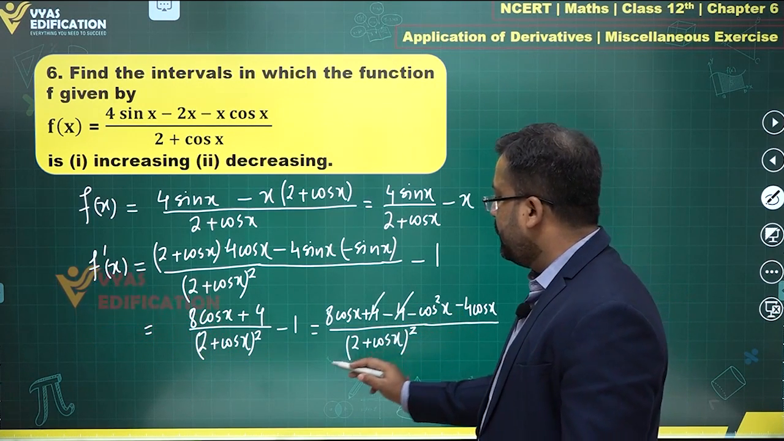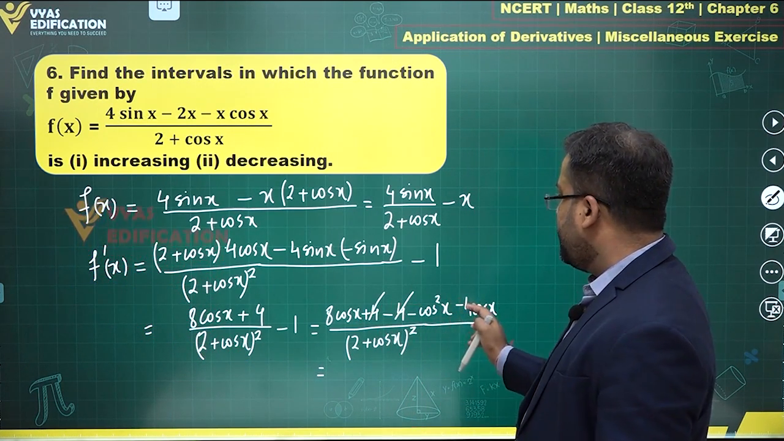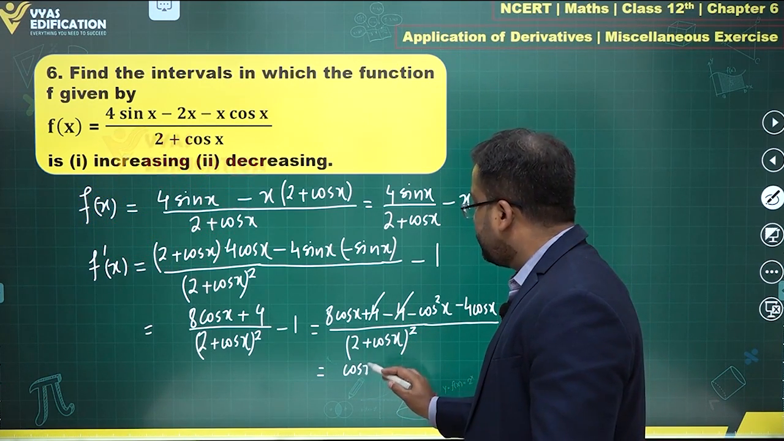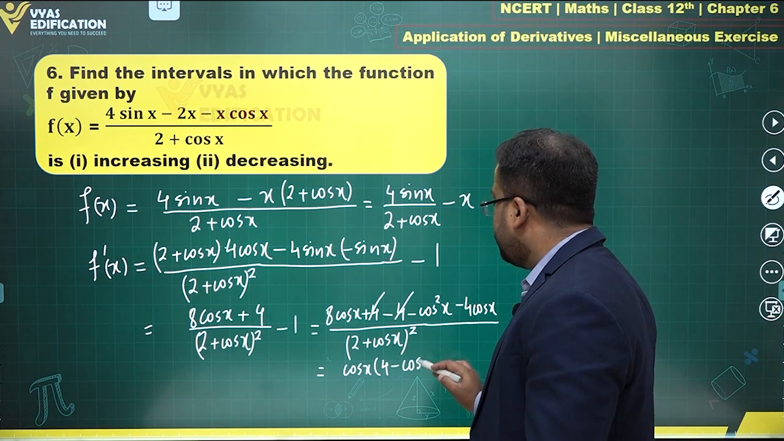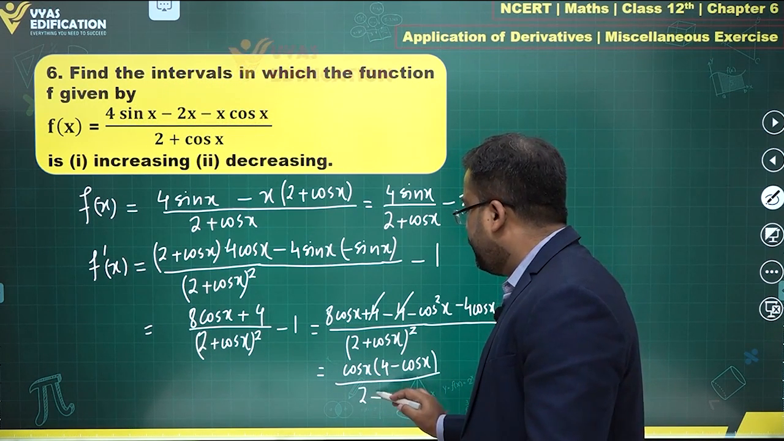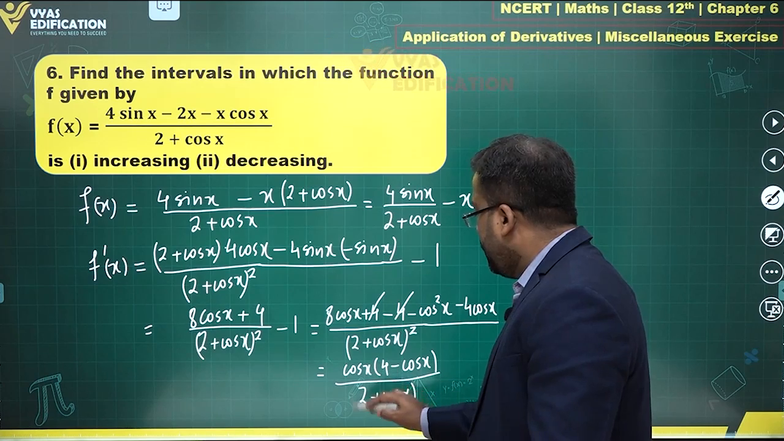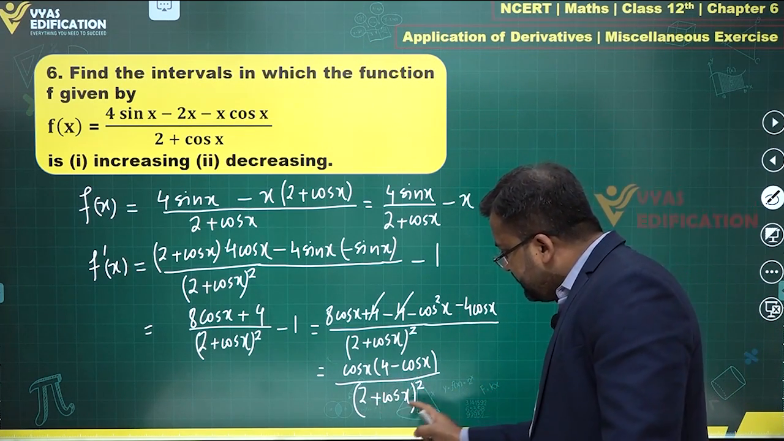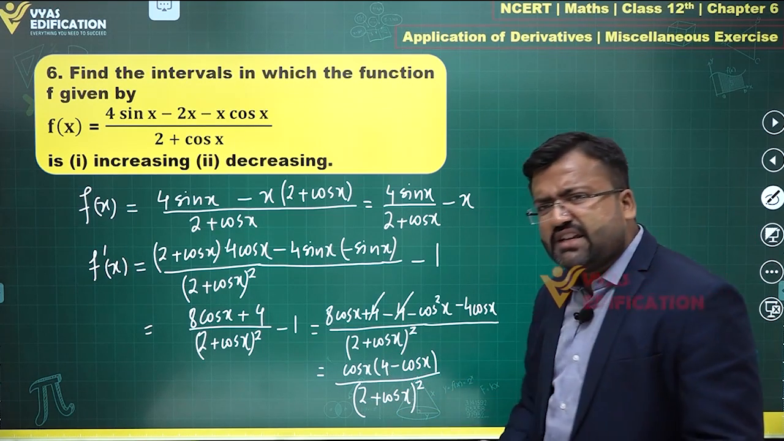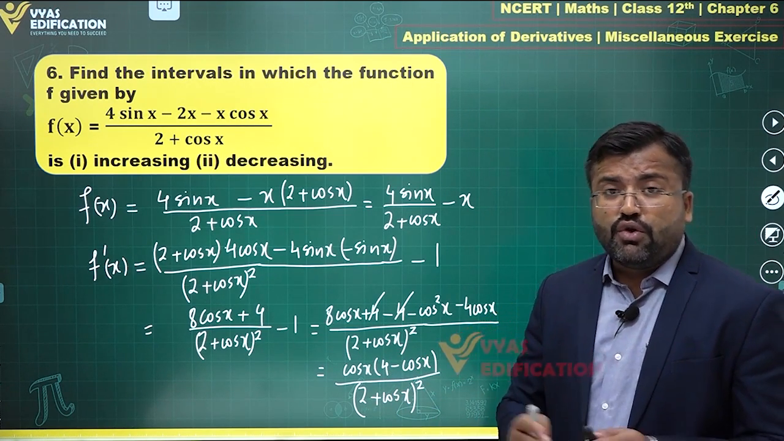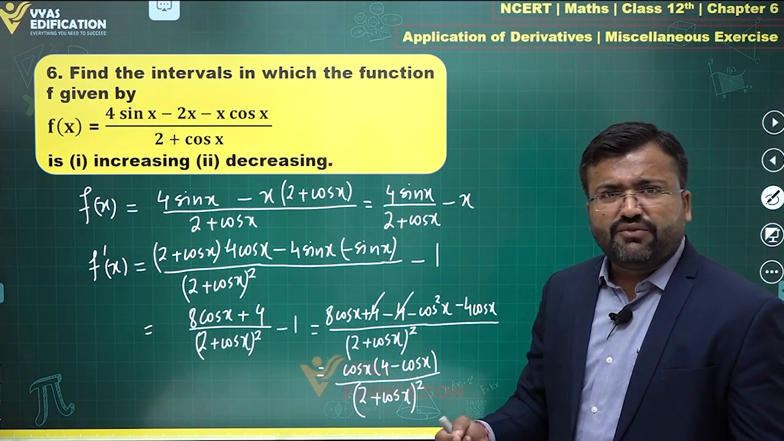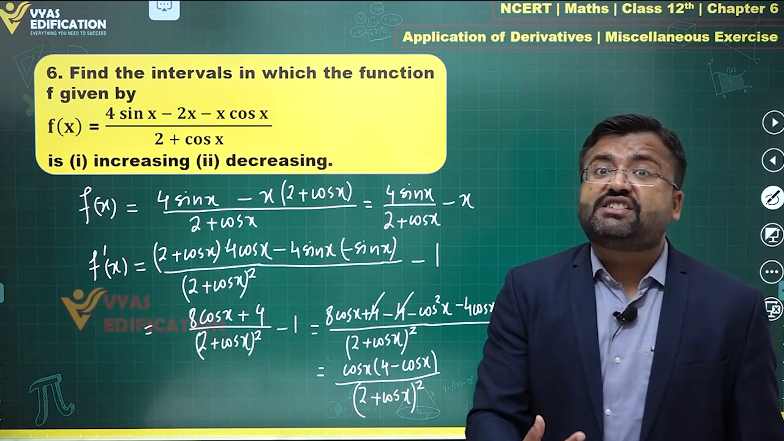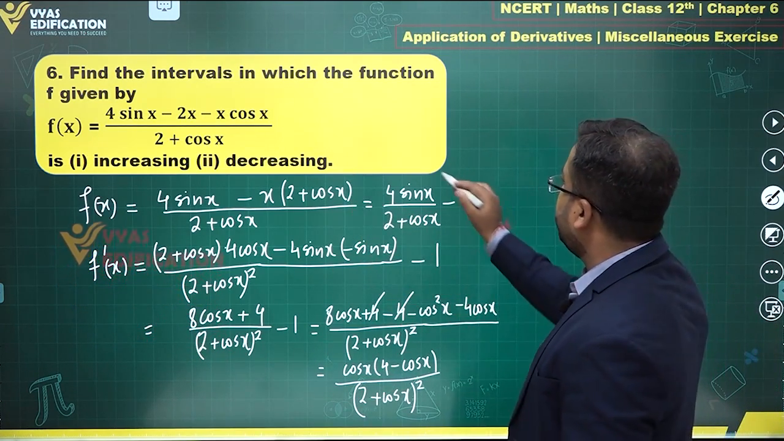Okay, 4 goes with 4 and this further simplifies to 8 minus 4 is 4 cos x minus cos square x. So you can take out a cos x common and you are left with 4 minus cos x, and this is 2 plus cos x whole square. For analyzing the nature, we need the critical points, or simply see that this is positive. Here cos x lies between -1 to 1. Yes, so 4 minus cos x will lie between 3 and 5. This is always positive, this is always positive. The sign of cos x will decide the nature of function increasing or decreasing.